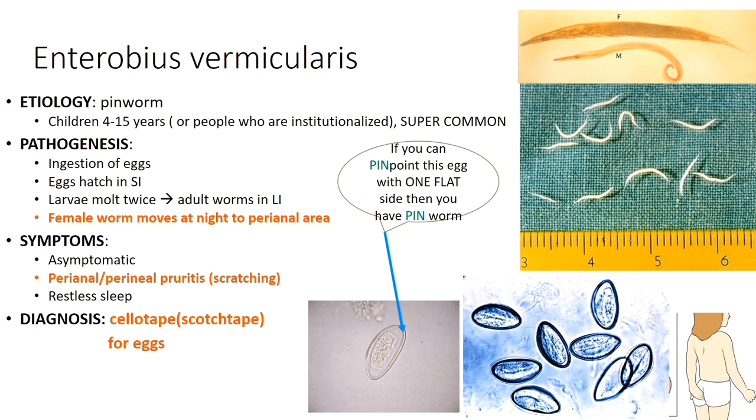We pretty much take scotch tape, spread their cheeks, put it over their anus, and then when the maternal worms come out and spit out their eggs, it sticks to the tape. Even the worms can stick to the tape. We can pull them out, and that can be diagnosed. So what do we look for on these eggs? These eggs are actually extremely diagnostic, and you should be able to point these out.